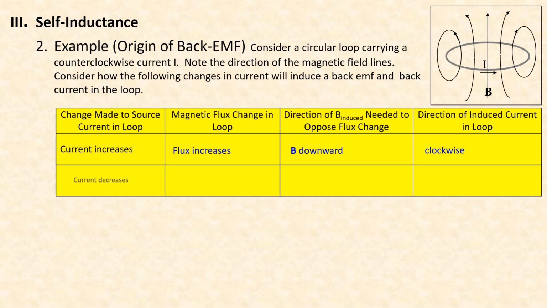Likewise, when we look at the opposite change, that is when the current decreases, we see that this corresponds to a decrease in magnetic flux in the interior of the loop. In this case, the induced field needed to oppose that change in flux must be in the same direction as the original field. And once again, using our right-hand rule, we see that this corresponds to the case where the induced current will be counterclockwise, that is in the same direction as the source current.